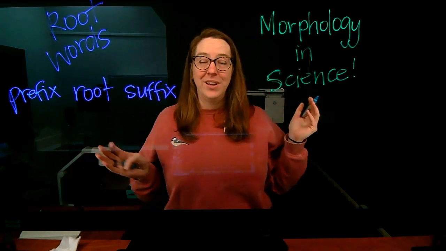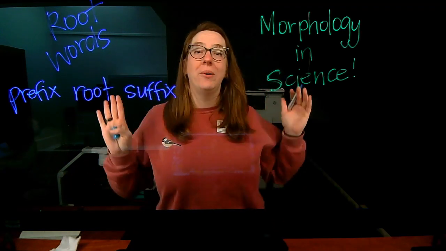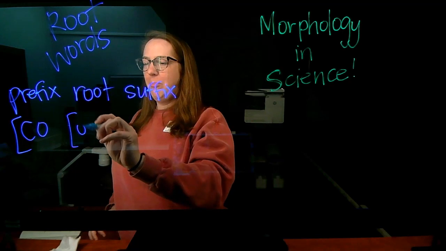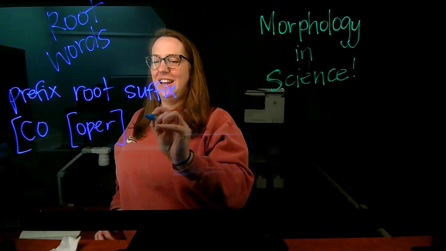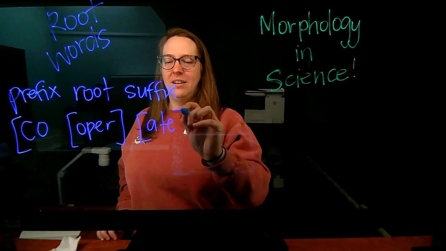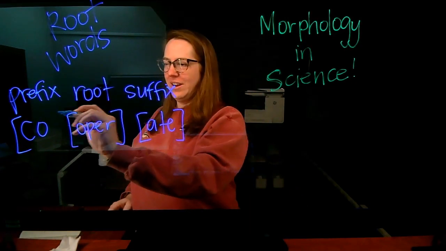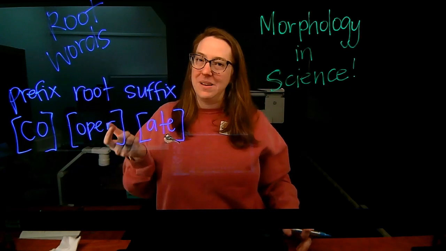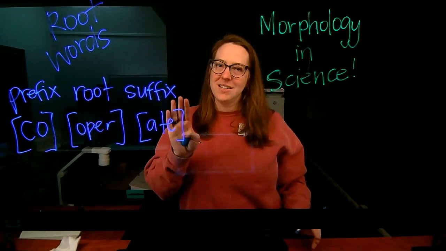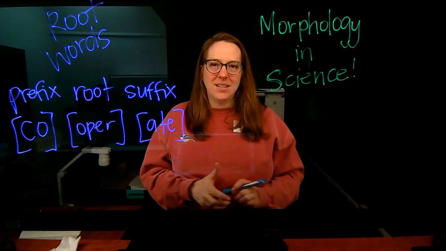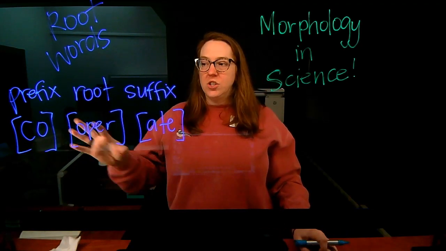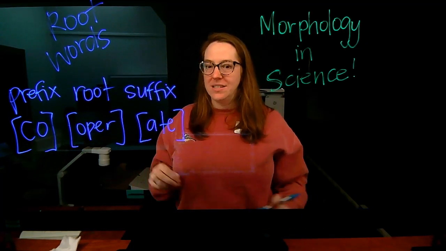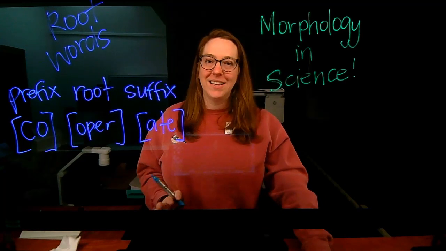So for example, in a word like cooperate, you have co, and then ate, right? So co is together. Oper probably means working, and this is me just making this up, right? We're not into the science yet. And then ate is like a process. We're going to cooperate together. So you look at the word, you break it down, and it can tell you something more about what the word means.